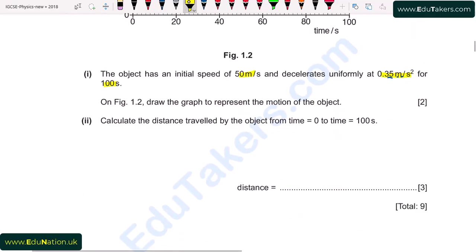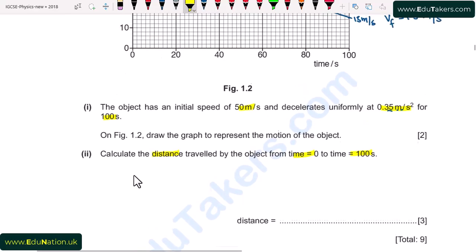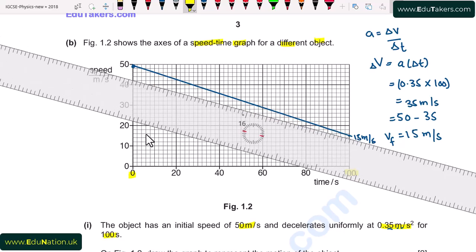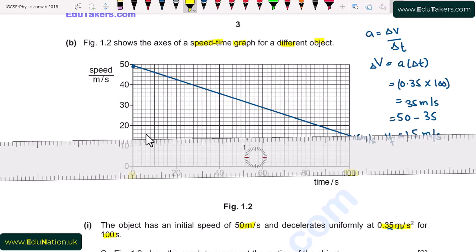Part 2. Calculate the distance travelled by the object from time equal to 0 to time equal to 100 seconds. Here we have to find out the distance that is travelled by the object from 0 to 100 seconds. On this graph, we can see that time starts from 0 second and it ends at 100 seconds, and we have to find out the area or distance travelled by the body. Distance travelled by the body is actually equal to the area under this graph, and in order to calculate the area, we first of all divide this into 2 portions because it's not a regular shape.